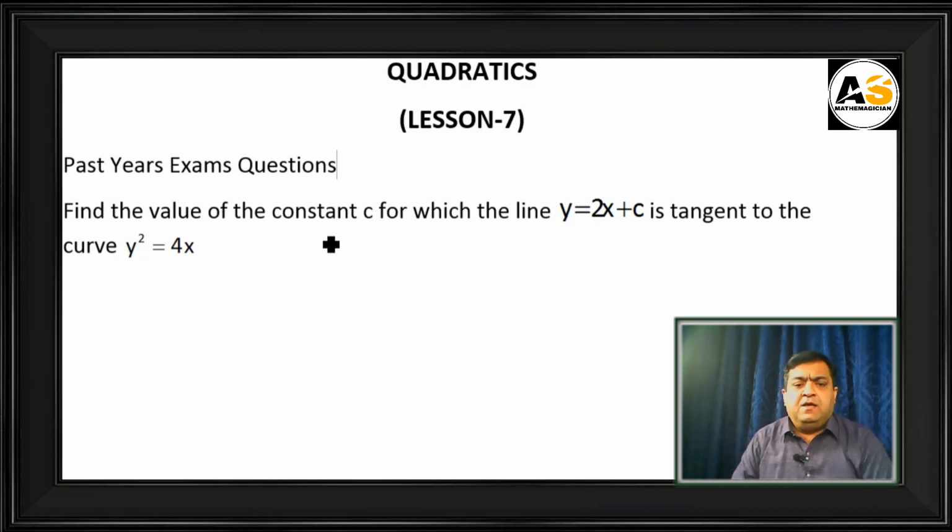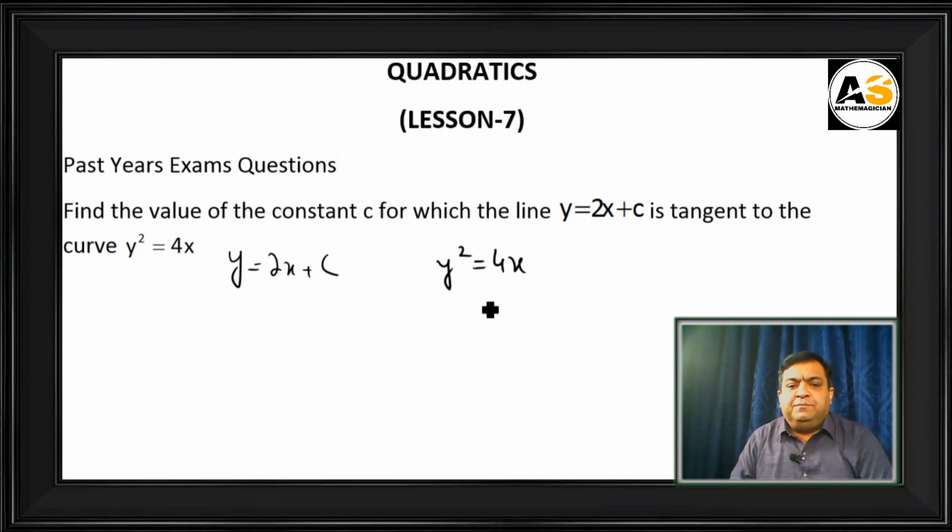Question number 1. Find the value of constant c for which the line y is equal to 2x plus c is tangent to the curve y square is equal to 4x. Line is y is equal to 2x plus c and curve is y square is equal to 4x. Now this line is tangent to this curve, means if we solve these two equations simultaneously, we will get only one solution. For that, we will put the value of y from this linear equation into this equation. 2x plus c whole square is equal to 4x.